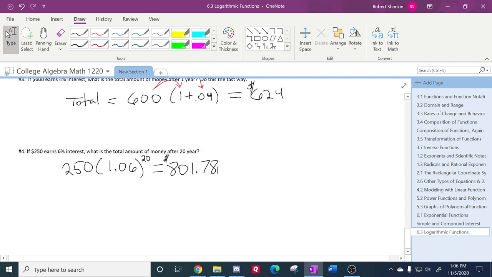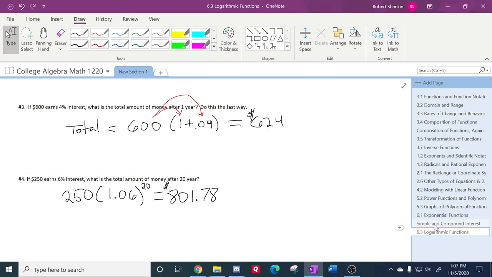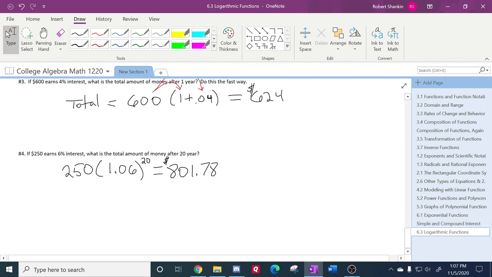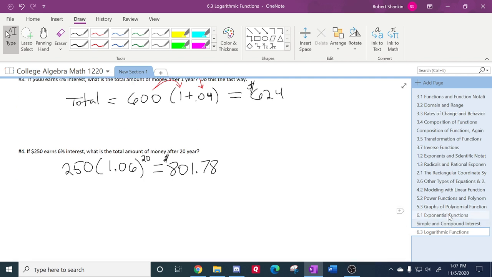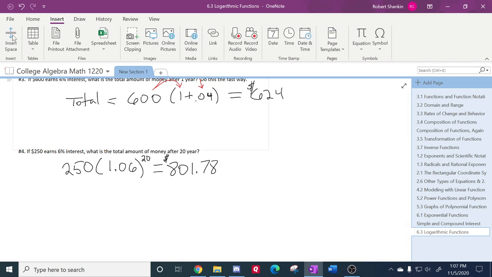All right, now these last two problems were sending us into going back to simple and compound interest. And before I go back into simple and compound interest, though, we never really answered questions on 6.1, or there might be some other questions from previous stuff. Anybody have any questions?